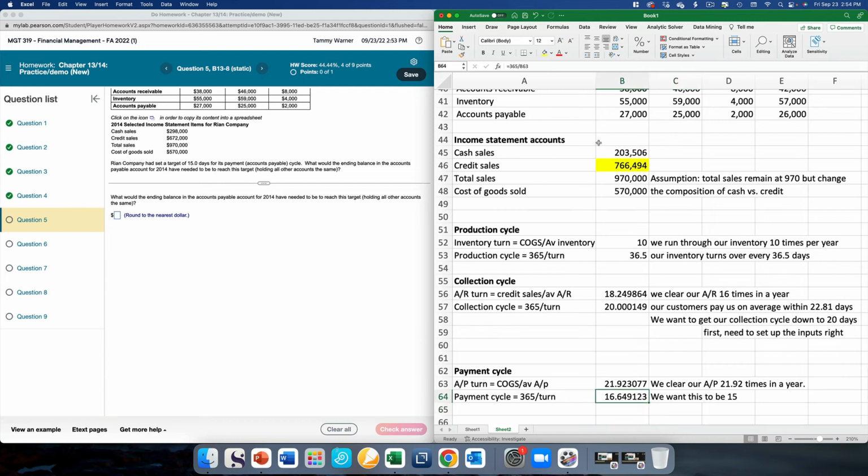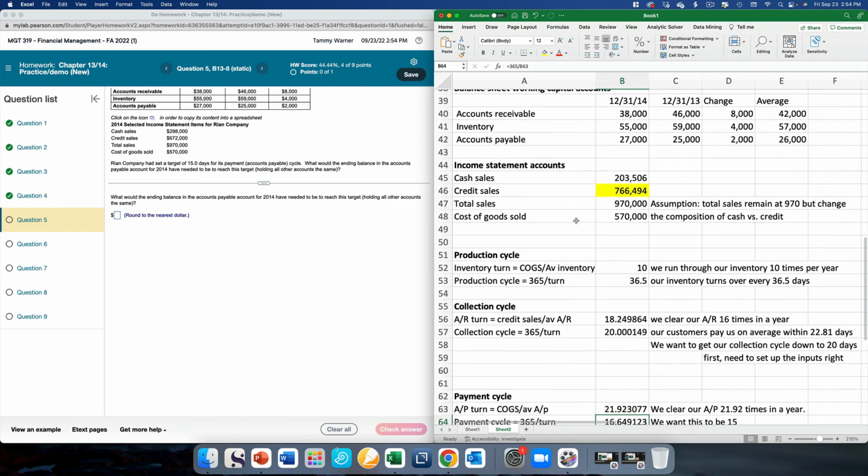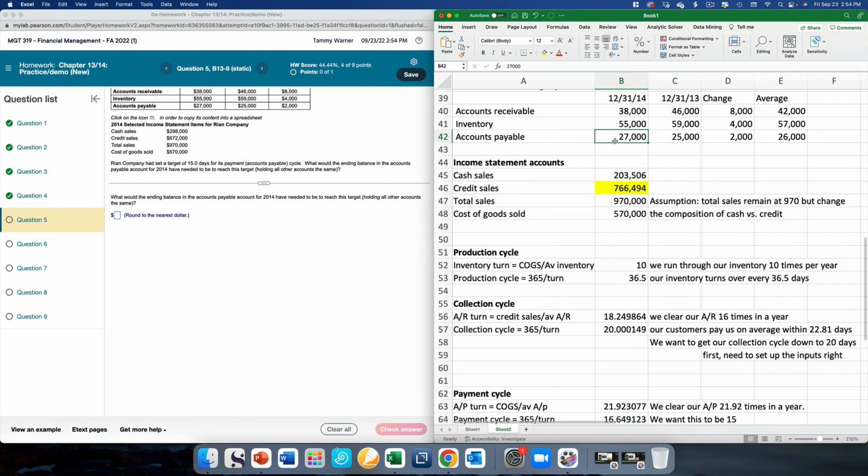Now this one, they said, what would the ending balance in accounts payable have needed to be in order to have it be 15 days? And that's an interesting question. Why do they say, what does the ending balance need to be? Well, because presumably at some point we were in the year of 2014 and we should have been managing this better. We should have said to ourselves, oh, geez, our payment cycle is a little bit slower than we want it to be. We want it to be 15 days.